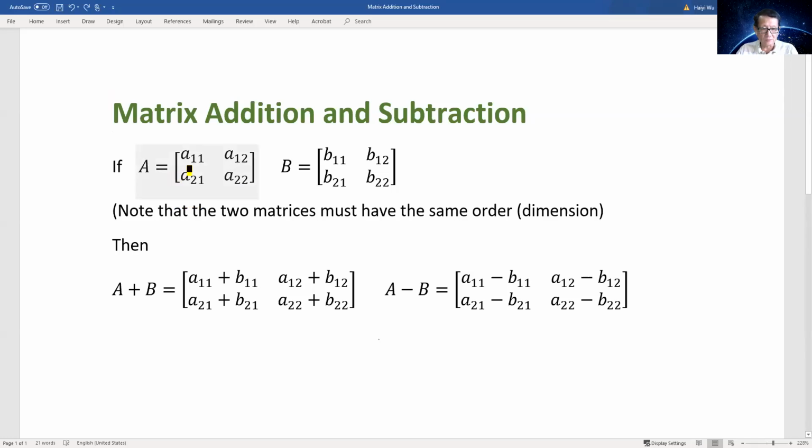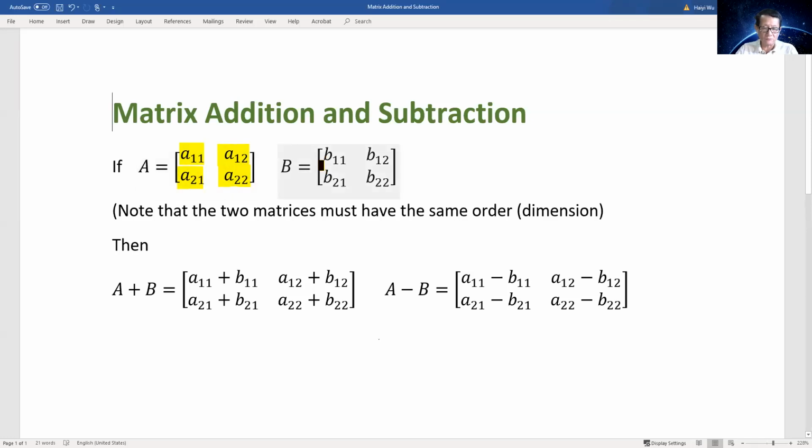with elements A11, which is first row, first column. So A11 is element 1. Element 2 is A12. The next one is A21, which is second row, first column. And the last element, so it's a 2 by 2 matrix, is A22, the second row, second column.